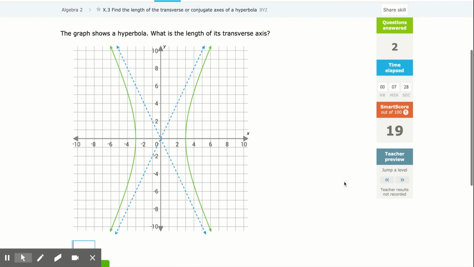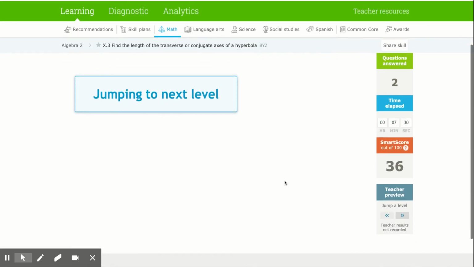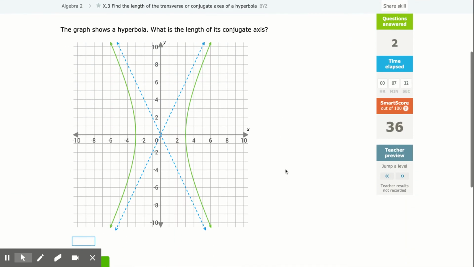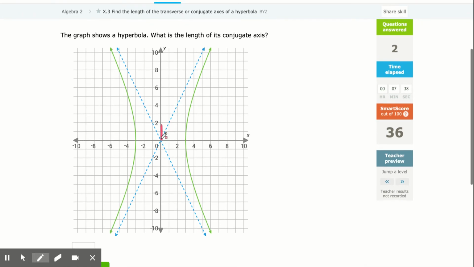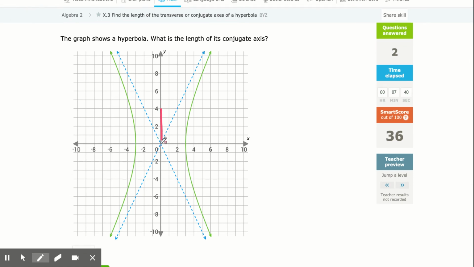Again, I'm going to skip this transverse axis. I think I've talked about that enough. Okay, here's the conjugate axis. Now again, the conjugate axis is the distance from the vertex up to the horizontal line, since this one's open left and right, where what I like to do is go from the vertex straight up until you hit that asymptote, and then you go over, and you form this rectangle.